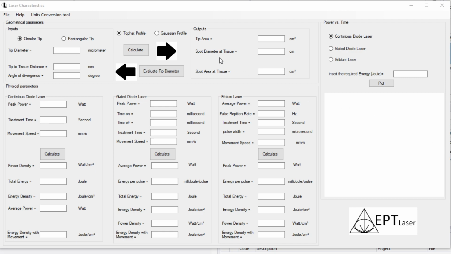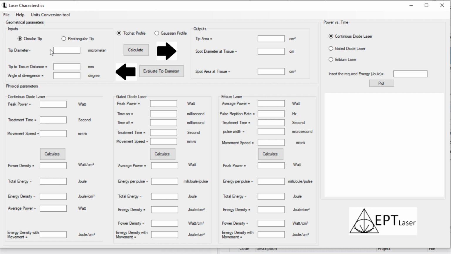In some applications, it's good to go from the right-hand side to the left-hand side. So if you have the spot area at tissue, you can go backward and evaluate the tip diameter. Laser Characteristics supports a circular tip, where you only have to define the tip diameter, or a rectangular tip, where you define the tip width and the tip height. Also, Laser Characteristics supports a top hat profile and a Gaussian profile.